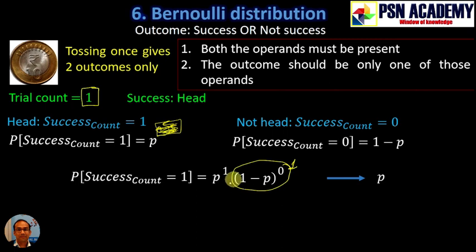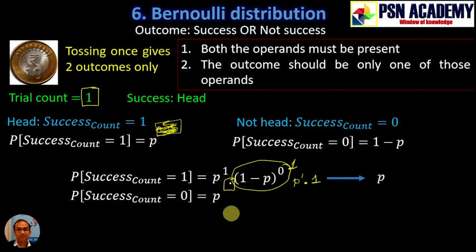And you put a dot operator here so that it becomes p raised to 1 dot 1. So it becomes like this, p raised to 1 dot 1. And this will give you p. Clear?